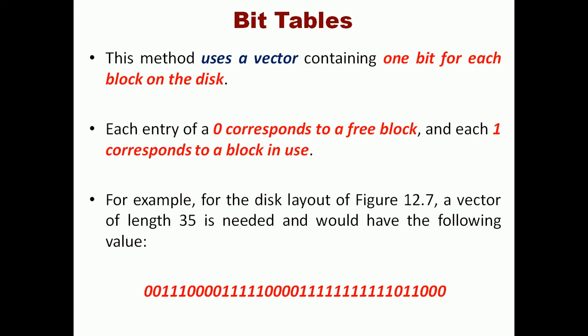In this bit table, one bit for each and every disk block is used to identify whether it is allocated or not allocated. So it is a vector. For example, if it is a 0 in the vector, that means the block is free. If it is a 1, the block is allocated.